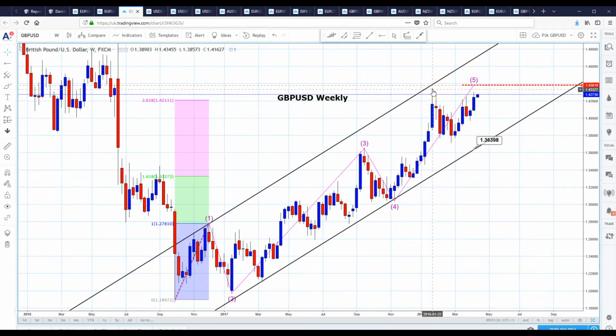Previous swing high is located at 143.46. 261.8% extension level is 142.11. We look like we're going to surpass that again, and I believe we're going to get a fifth wave extension up to this 143.84 level.